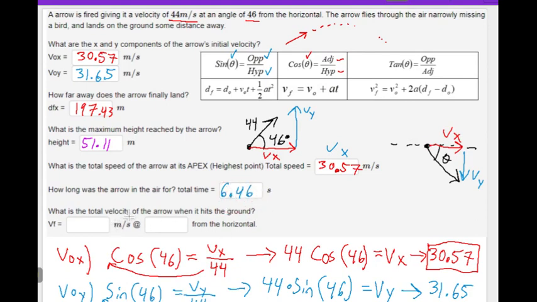And then our last question, what is the total velocity of the arrow when it hits the ground? Well, if it's shot up at 44 meters per second at a 46-degree angle, it's going to come back down with the opposite numbers. 44 is the velocity. It's just our size. So the size is not going to change. So it's still 44. But what is going to change is the direction. Instead of positive 46, when it comes down, it's going to be negative 46. And that about wraps this question up.